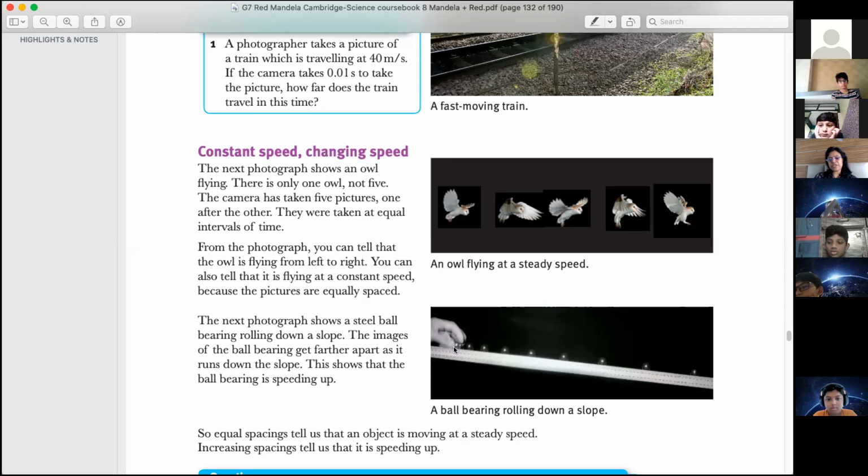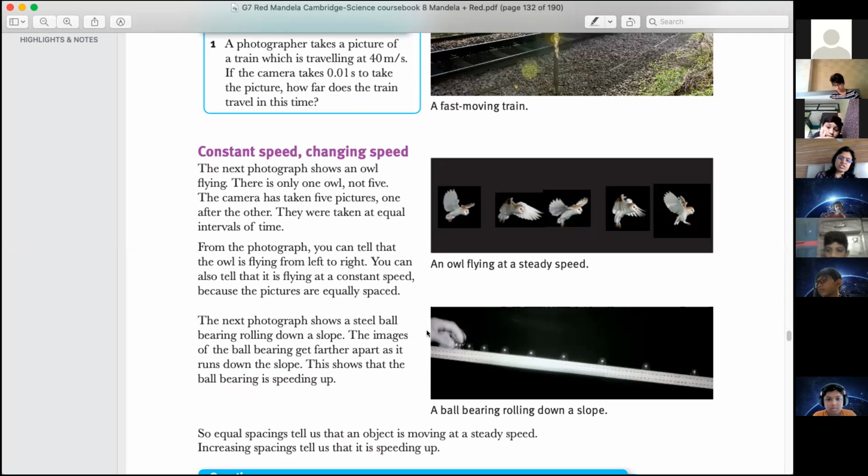When you click a picture, you see the ball here one time, here one time, here one time. So when you are clicking the picture at equal intervals, you see the distance increases between them. So that means the ball is moving with variable speed. Otherwise, if the speed were the same, the ball would have been at equal distances. Is it clear?